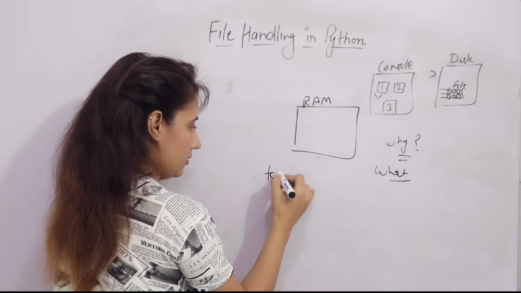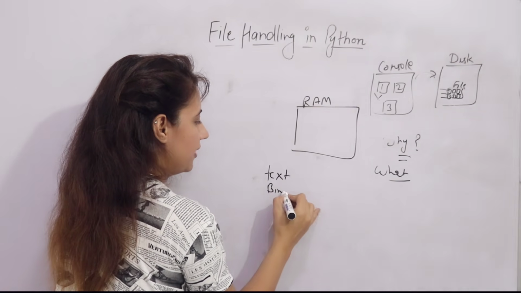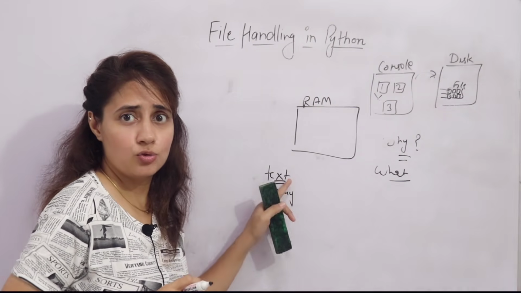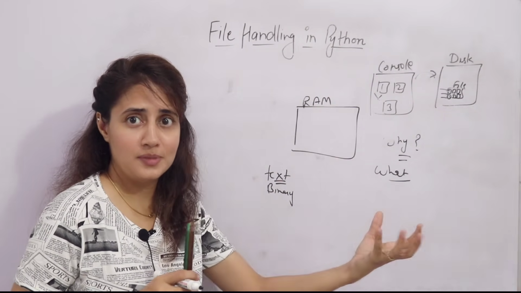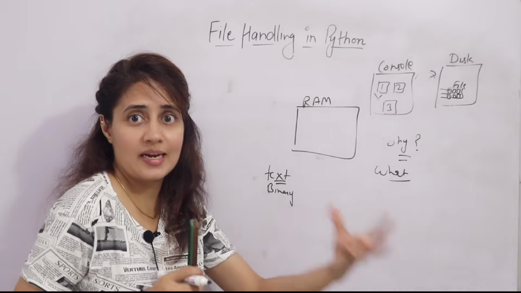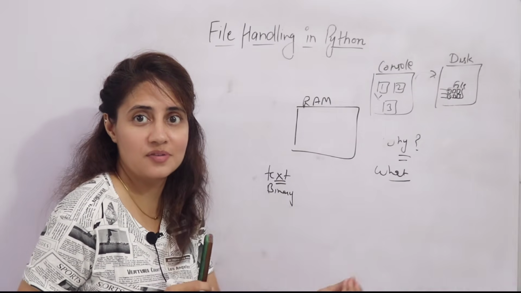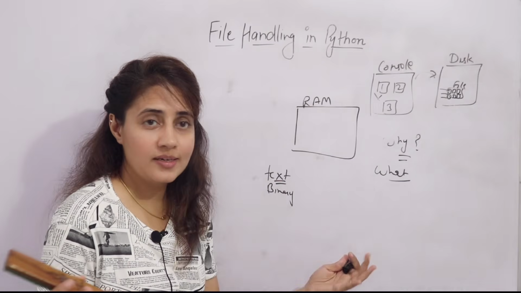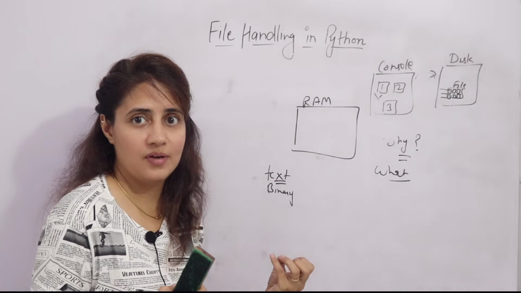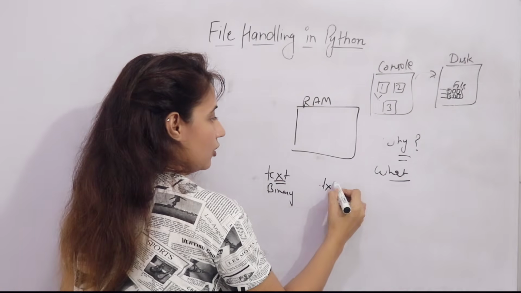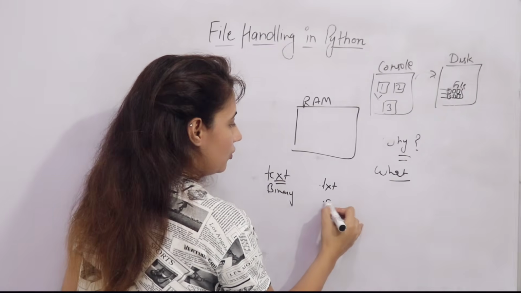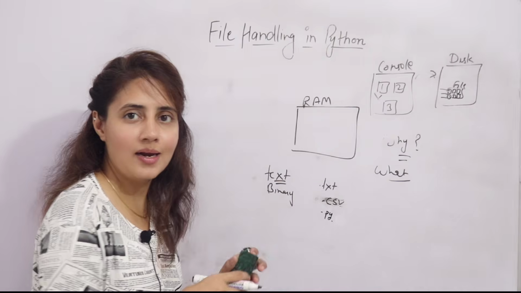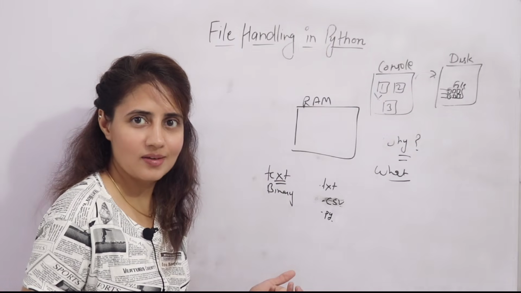Basically there are 2 types of file, text file and binary file. A text file, as the name suggests, stores data in human readable form. It is a sequence of alphabets, characters, numbers. We can directly open these files with the help of a text editor and read whatever is in that file. Like the extension .txt, .csv, .py. These are text files, right?